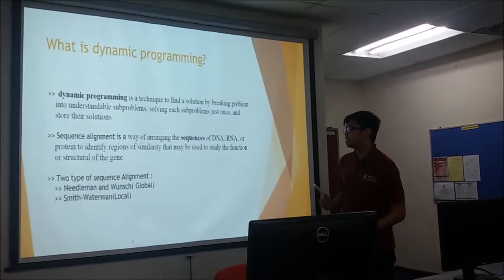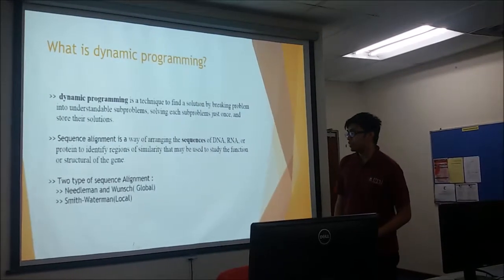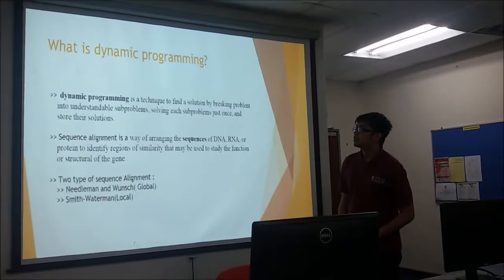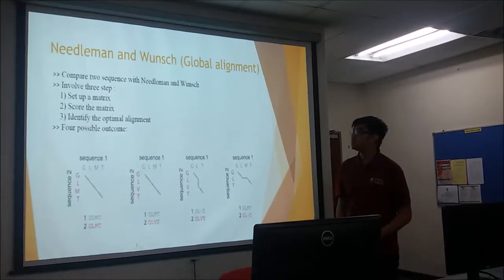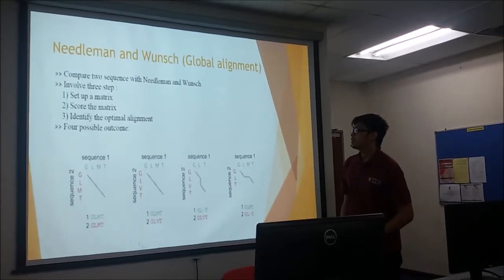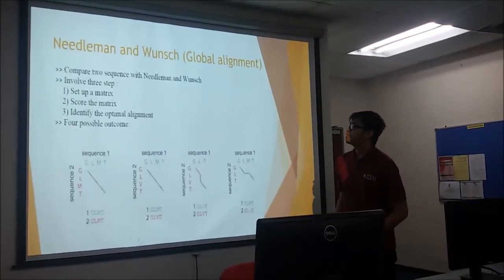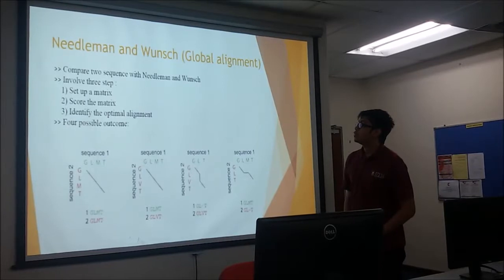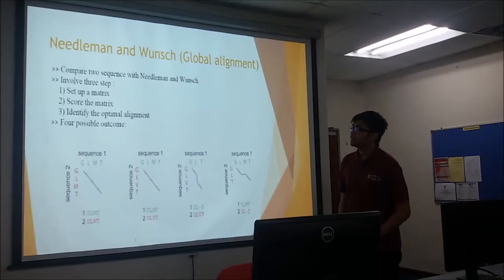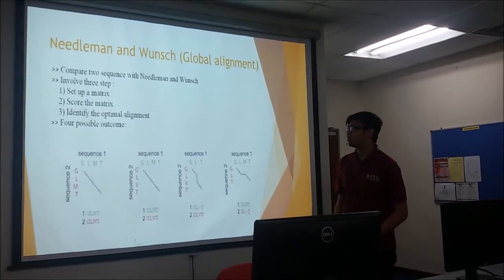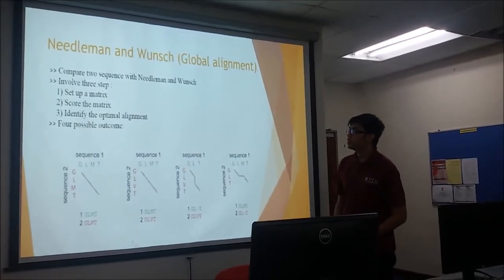We will go through this later with these two types of sequence alignment technique: Needleman and Wunsch, global, and Smith-Waterman, local. So this is about Needleman and Wunsch, which is a global alignment. There is a rule and steps to apply this method. To compare the sequences with Needleman and Wunsch, it involves 3 steps only: first we must set up the matrix, second we must score the matrix, and third we must identify the optimal alignment.